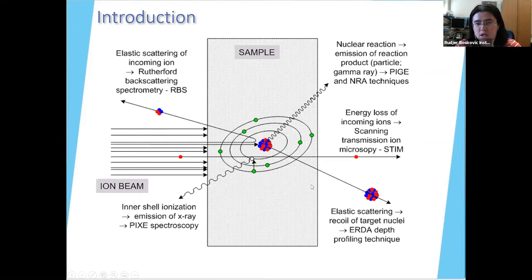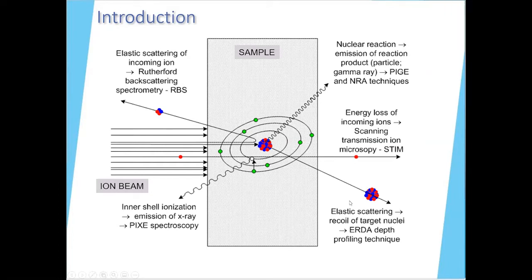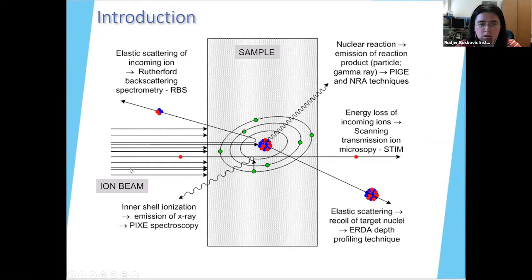And finally, we have this elastic scattering recoil of target nuclei. So basically, you kick out the target nuclei. This is the basis for elastic recoil detection depth profiling technique. And today we will focus on PIXE spectroscopy. So we will have the emission of X-rays, which we will then detect and obtain some information about our sample.